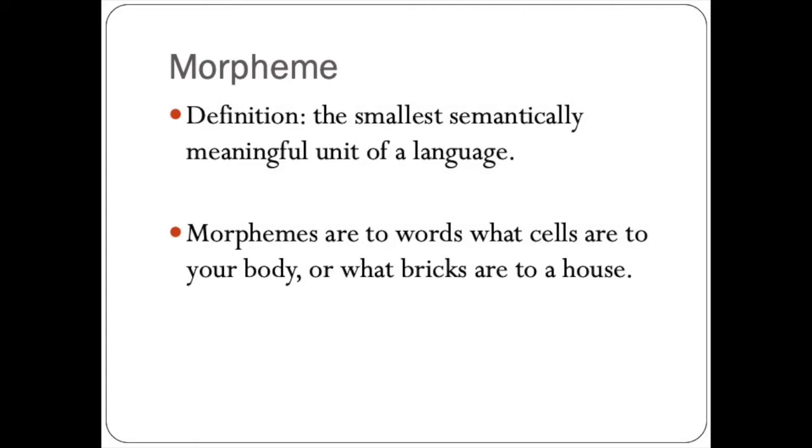All right. Now we're going to take a minute to talk about morphemes. I've shown you morphemes in ASL since the very beginning. Now I just want to go a little more in depth into that and show you exactly what that means. A morpheme is the smallest semantically meaningful unit of a language. All right, semantic meaning, it has meaning. So this is the smallest part of the word that means something all by itself. Okay, so morphemes are to words what cells are to your body, or actually what cells are to any living organism, or what bricks are to a house.